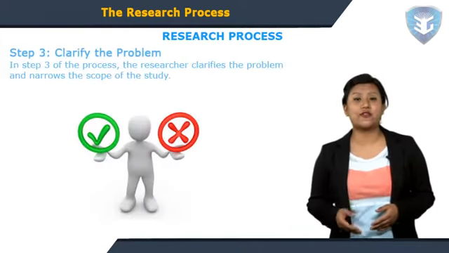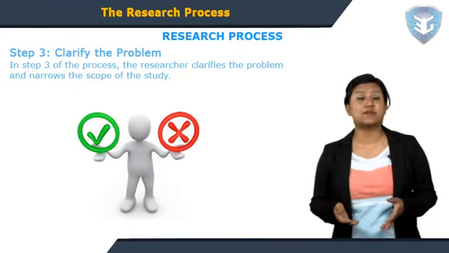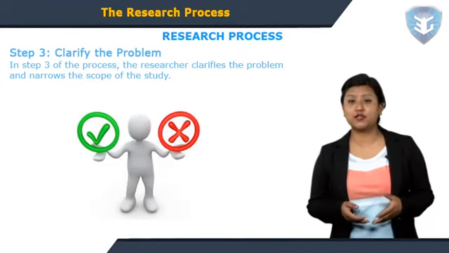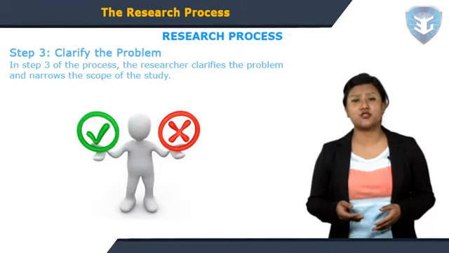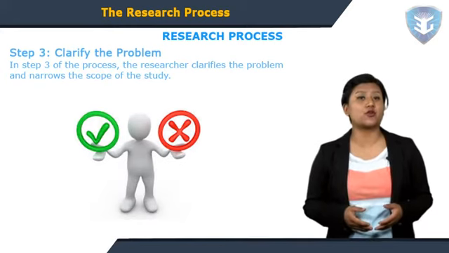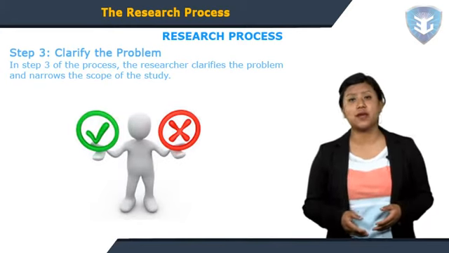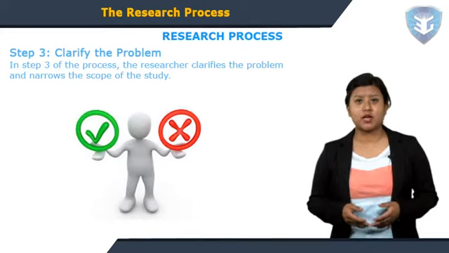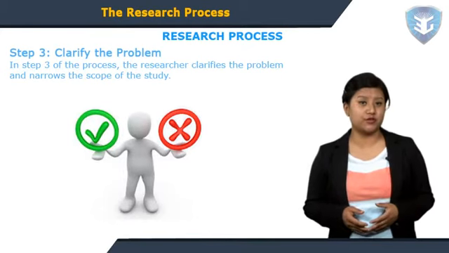Step 3 is to clarify the problem. Many times, the initial problem identified in the first step of the process is too large or broad in scope. In step 3 of the process, the researcher clarifies the problem and narrows the scope of the study. This can only be done after the literature has been reviewed.